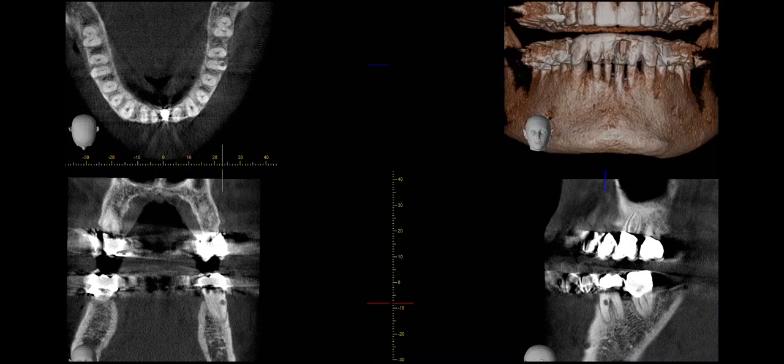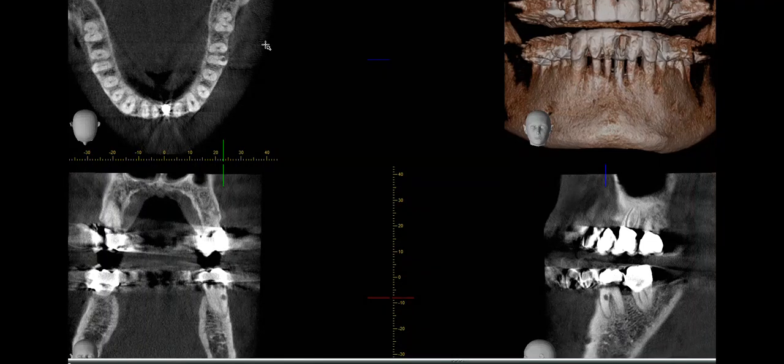The coronal view in the lower left is a front to back view. This is the mesiobuccal root, and this is the mesiolingual root. We can see the resorption is confined to the mesiobuccal root.